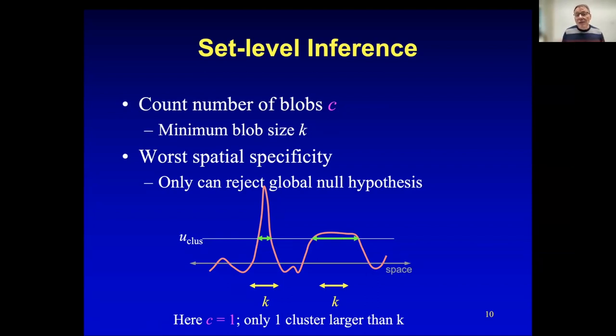This one does not have any spatial specificity. It is a global thing. Can I reject the global null hypothesis or not? That's what it tells you. So not so interesting, but it does give you an overall assessment of the experiment. Did this work? Are there any differences?